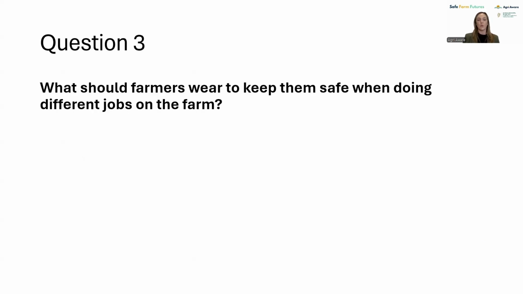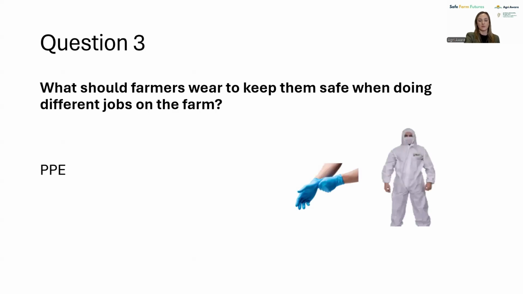And question 3, what should farmers wear to keep them safe when doing different jobs on the farm? So farmers should wear PPE, personal protective equipment, to keep them safe. And farmers will wear different PPE depending on the job that they're doing on the farm. So some PPE includes gloves and the spraying suit that we talked about earlier. So well done to everybody on getting those answers correct.